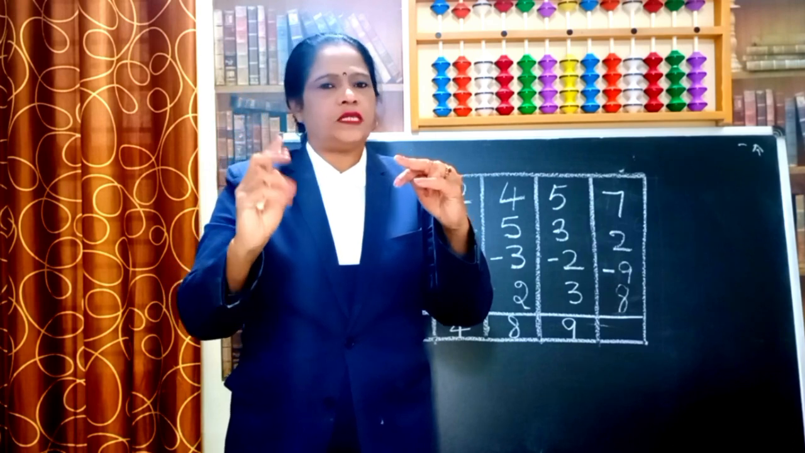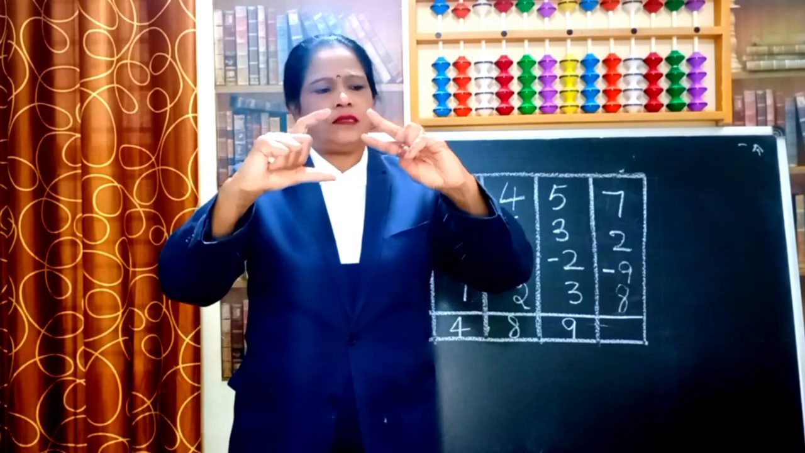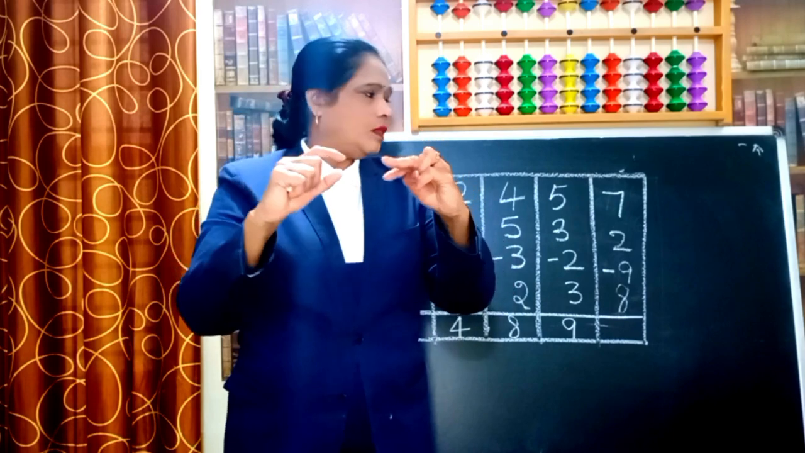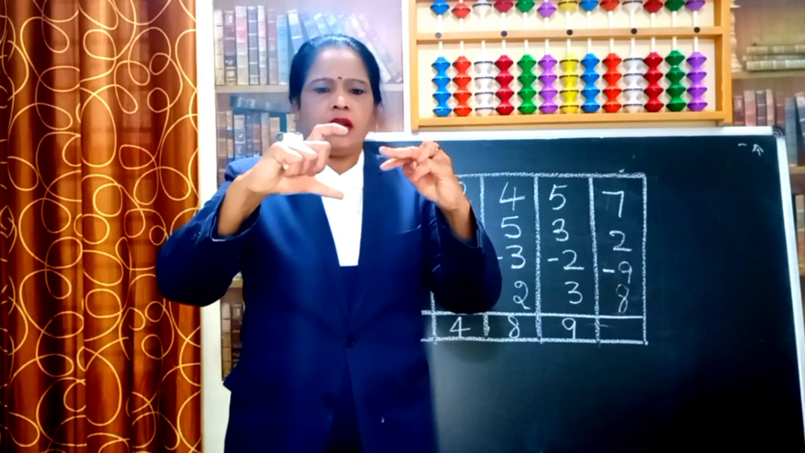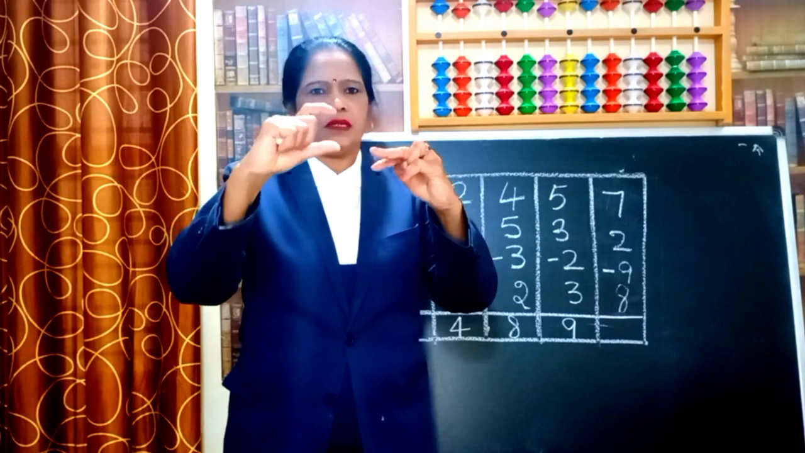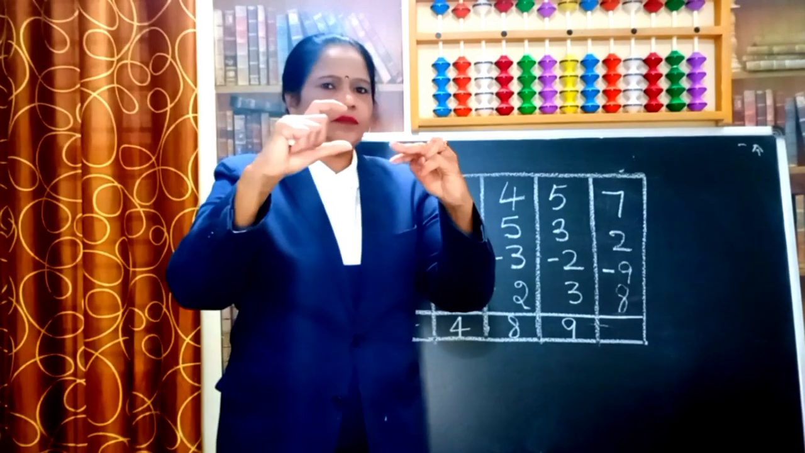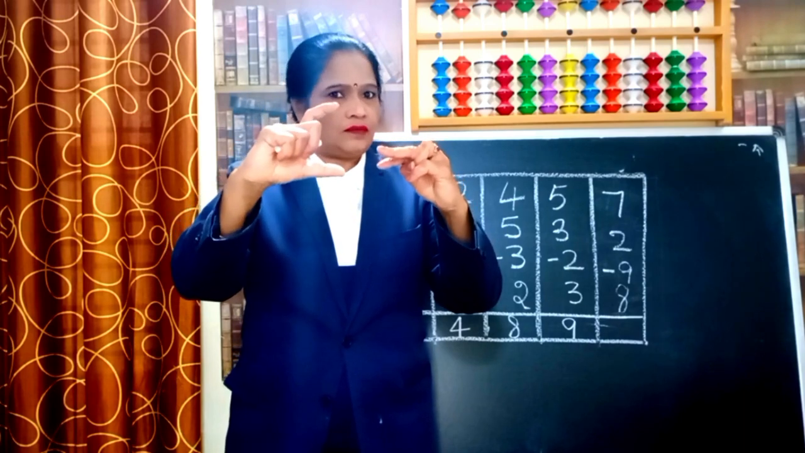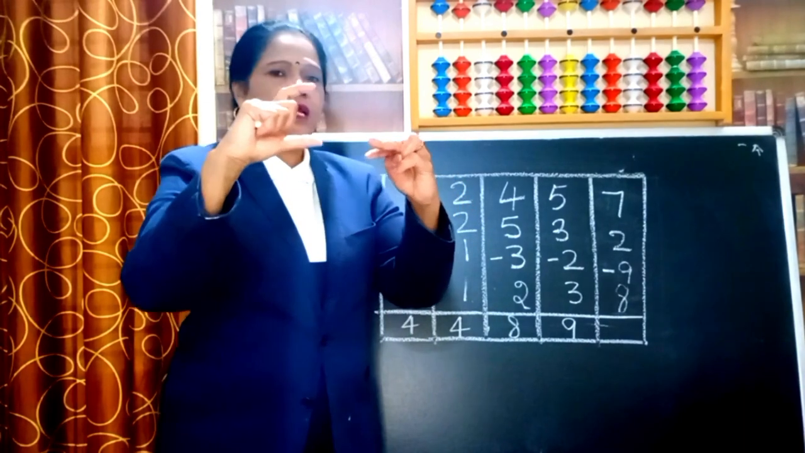Visualize there are no beads touching the divider. Hold like this. And this finger also. Both we have to hold like this only. Then add 7. Upper bead 1. Lower beads 2. Add 7. 7 in the hand. Add 2. 2 beads towards the divider. That is 9. Right? Then less 9.